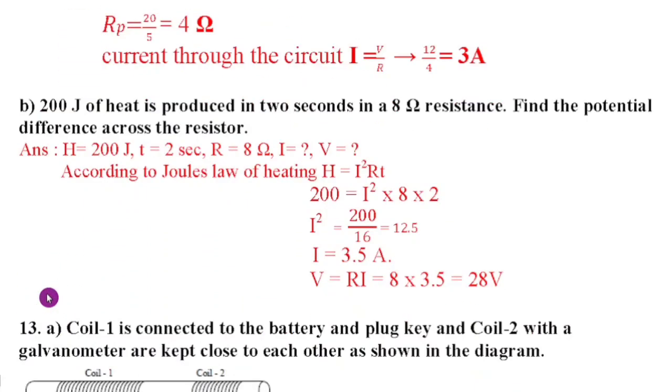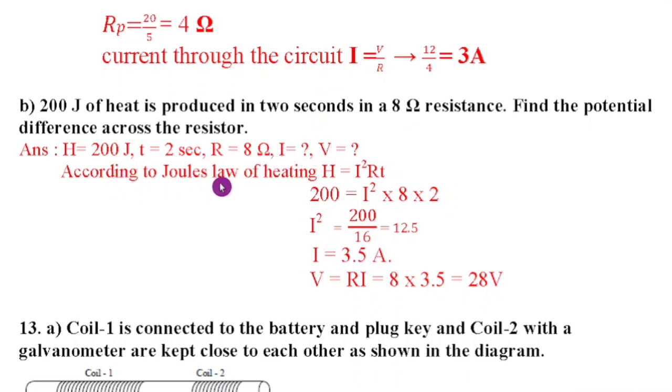B question. 200 joule of heat is produced in 2 seconds in an 8 ohm resistance. Find the potential difference across the resistor. Here the heat given is H equal to 200 joule, the time is 2 seconds, and the resistance is 8 ohm, so R is equal to 8 ohm. We should find out I and V. To find the potential difference, we first have to find I.